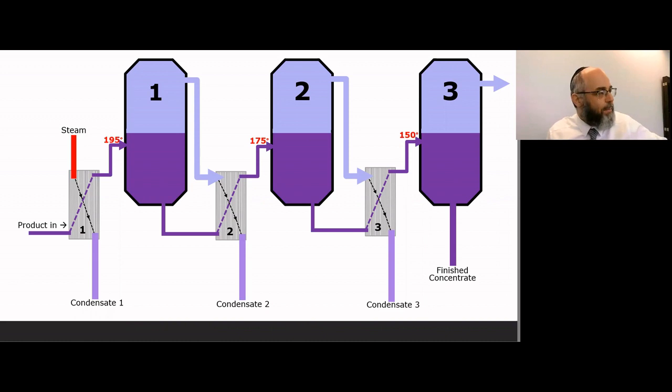The condensate coming out of the later effects, the later heat exchangers, can't go back to the boiler, because it's juice. Well, it's not juice, it's really water, but it has carryover of juice in it. So that's not going back to the boiler. What's going to happen to the condensate from those other ones? Make it juice. There's a few choices.